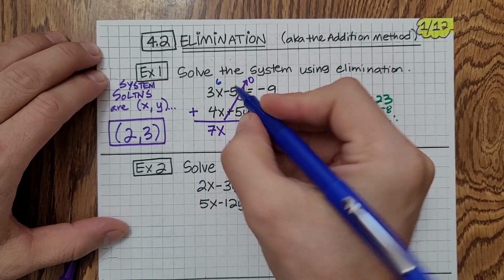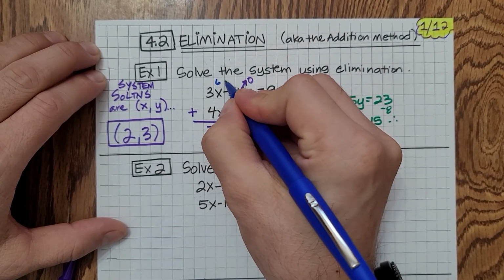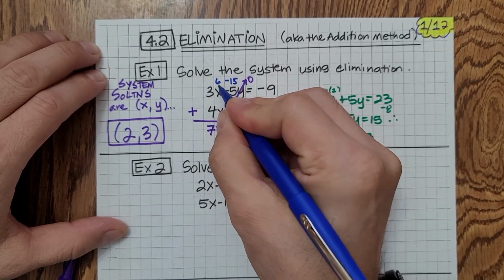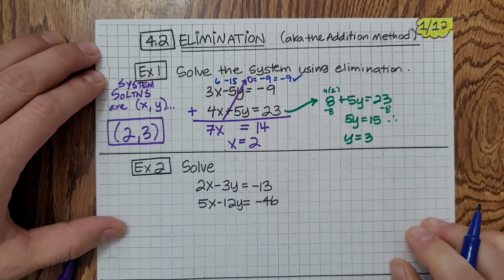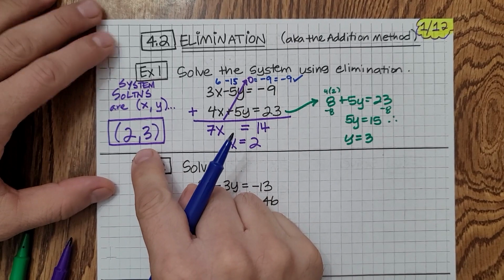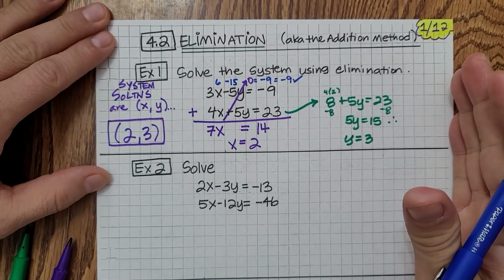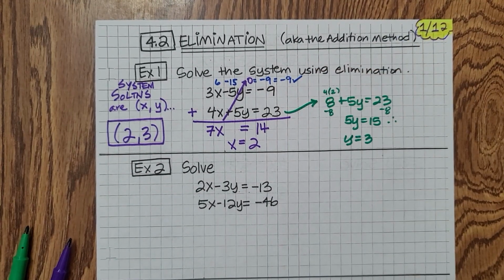Let me put a 3 in here for y. I get minus 15. And 6 minus 15, does that equal negative 9? It does equal negative 9, so we're good to go. This is the only point on the entire Cartesian plane where these two lines intersect.